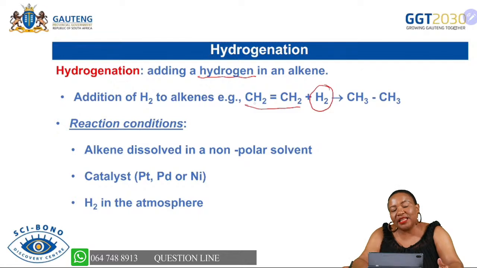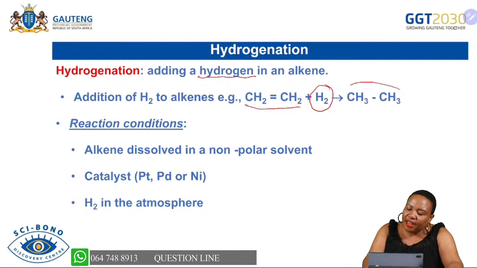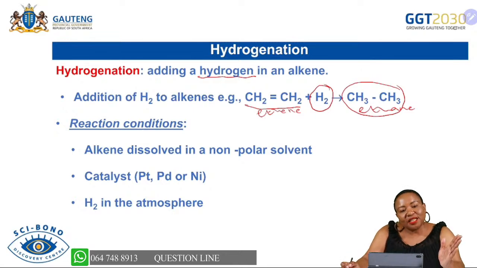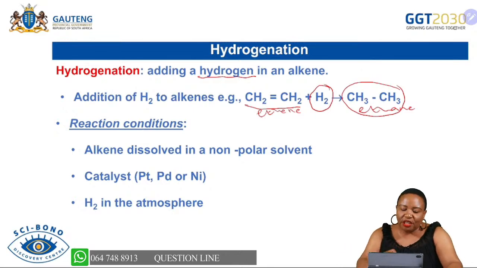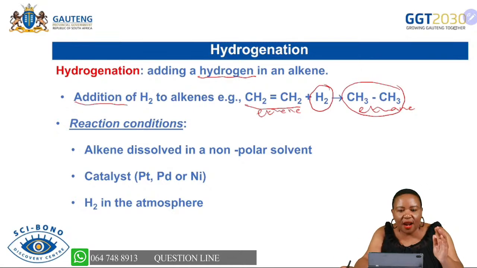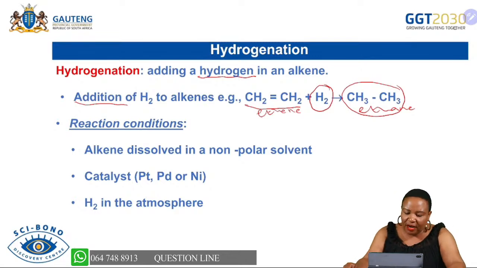CH2 with a double bond, and then we are adding hydrogen, and we find ethane. We know that ethene is unsaturated, and ethane is saturated. So from unsaturated to saturated, we know the type of reaction is addition. So our triple SUUSA is still relevant to this.